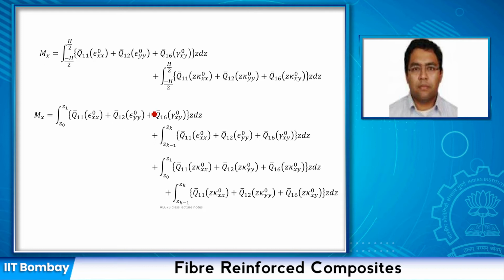So again, in this we will separate out the epsilon 0 terms and the curvature terms, and what we will do is we will again expand them out per layer. So I have gone from z0 to z1, similarly zk minus 1 to zk for those terms, and then z0 to z1 again for this, and then zk minus 1 to z.